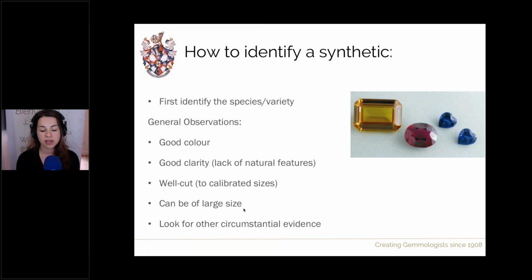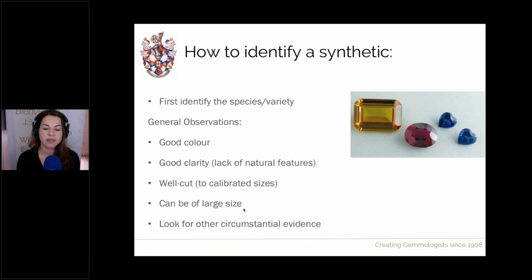Also, there can be other types of circumstantial evidence that can help our identification, although we should always take these with a pinch of salt. Some other circumstantial evidence could be what the stone is set in. So, for example, if it is set in silver or even a base metal, chances are it might not be a very fine Burmese ruby. You never say never, but that's circumstantial evidence.